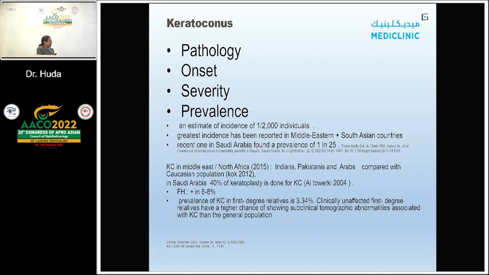Prevalence, as we say, is very common in the Middle East area, mainly in the Gulf. In Saudi, in a recent study, they found 1 in 25, which is really high. And about 40% of corneal grafts are done for keratoconus. Also, it's common in Pakistan and India.